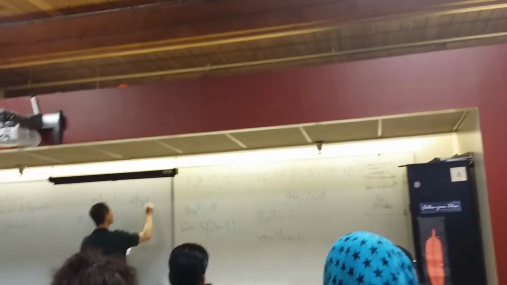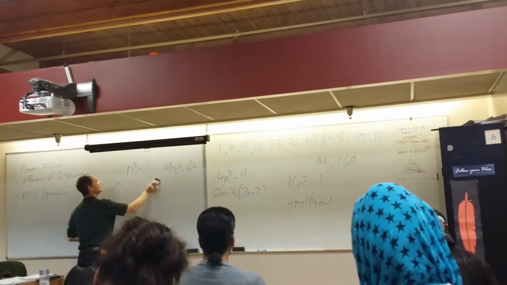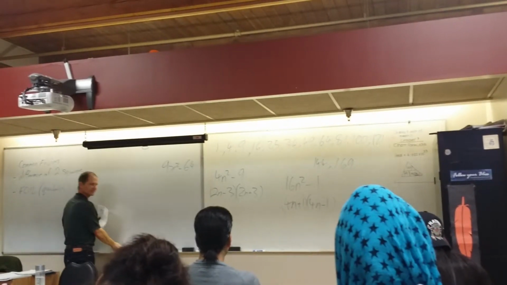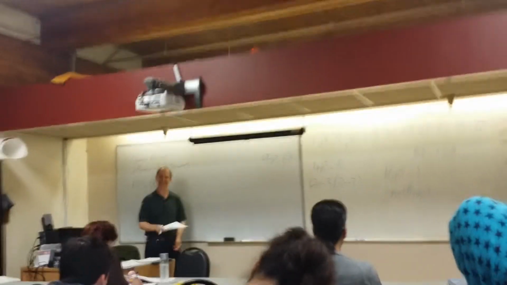9x squared minus 64. Everybody, factor that. 3x minus 8, 3x plus 8. Right? Excellent.